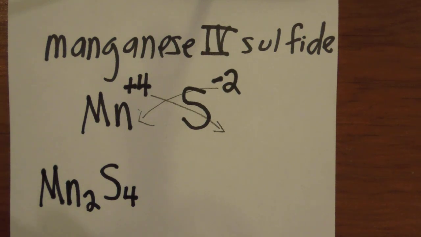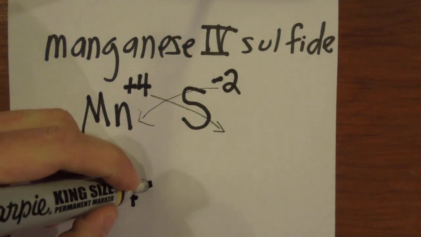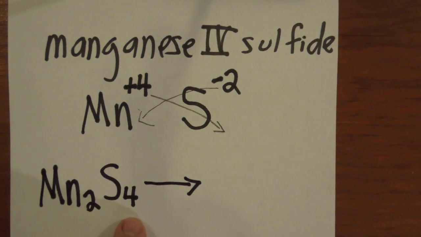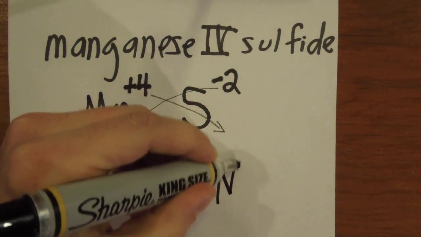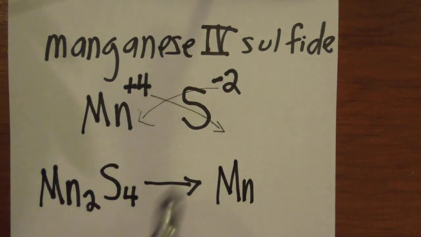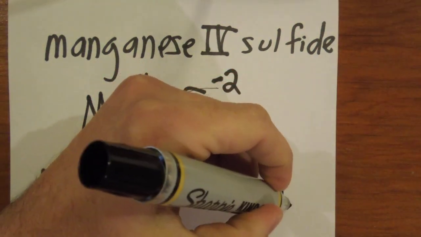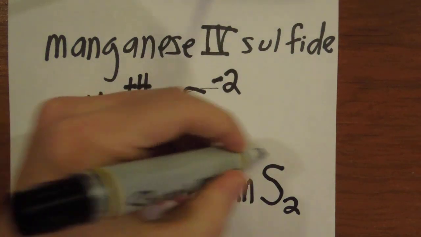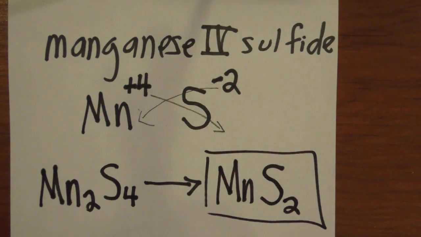When you write a formula, you should always ask yourself, can I reduce these subscripts? Can I put them into lowest terms? And if the answer is yes, then you should do it. So this actually isn't the correct formula for manganese 4 sulfide. We'll take the 2 and the 4. We'll pretend it's a fraction like 2/4. 2/4 would reduce to 1/2. And then 1/2 would become 1 and 2, and those become our subscripts. So Mn gets a subscript of 1, invisible, and then the sulfur gets the subscript of 2, MnS2. That then is the formula for manganese 4 sulfide.